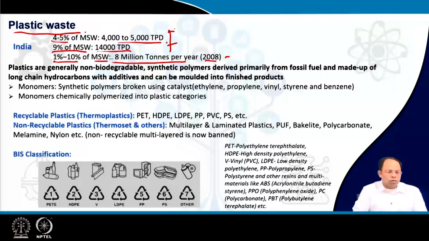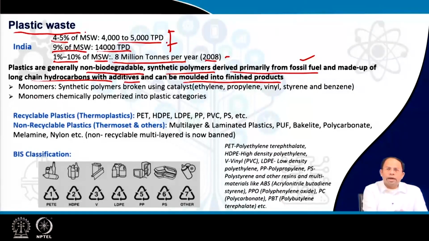Now, to define plastic waste: plastics are generally non-biodegradable, synthetic polymers derived primarily from fossil fuel, made up of long chain hydrocarbons with additives, and can be molded into finished products. Most plastics are generated from fossil fuel, and these are made into finished products by molding them, by pouring molten plastic inside a mold, and eventually we get the product out of that particular mold.